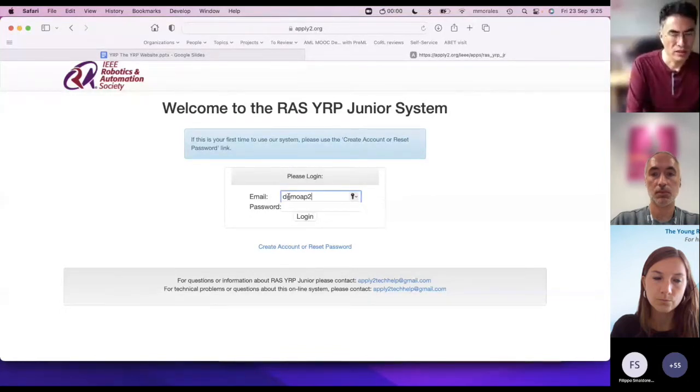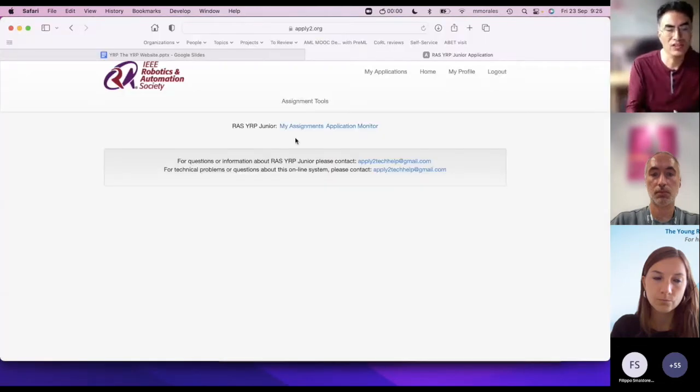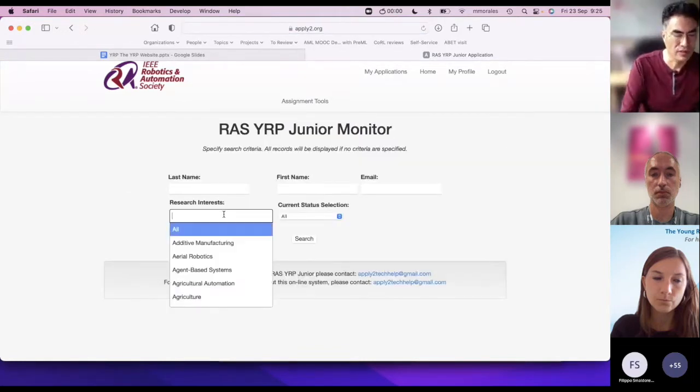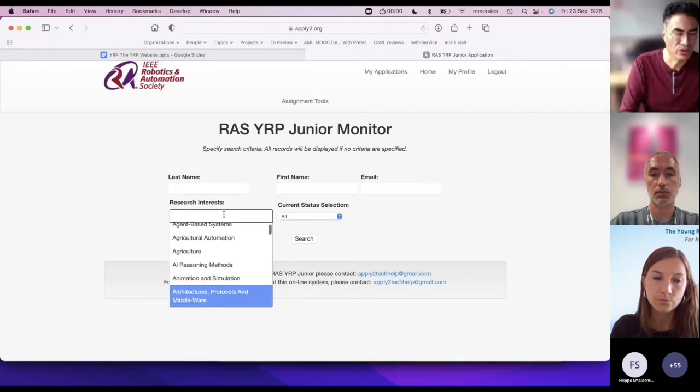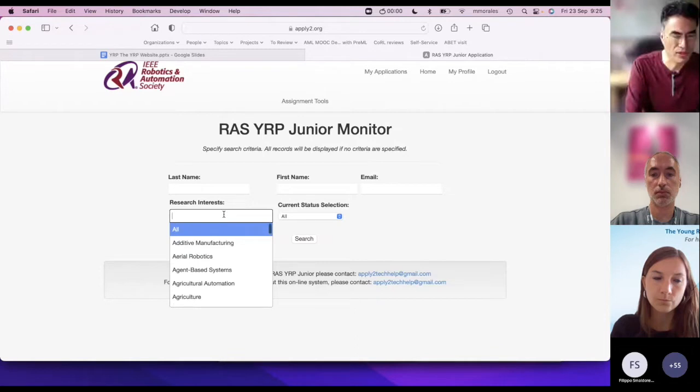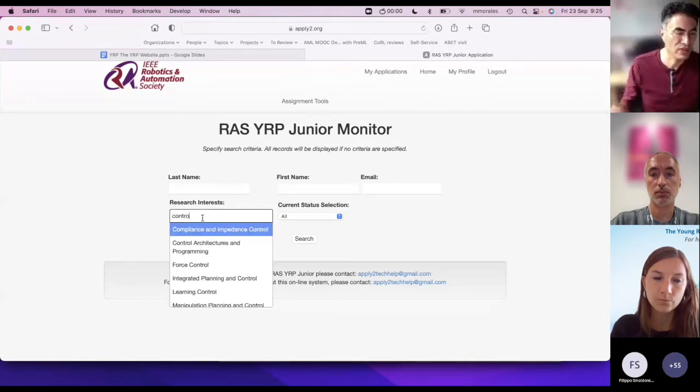So this is the website. I'm going to just log in with a demo account, and so this is the senior reviewer interface. This is what I showed you before about the interface. You can navigate in the keywords, or you can type something that you're interested in, and then search for those junior reviewers. I don't know if you have any questions. I'm happy to answer.